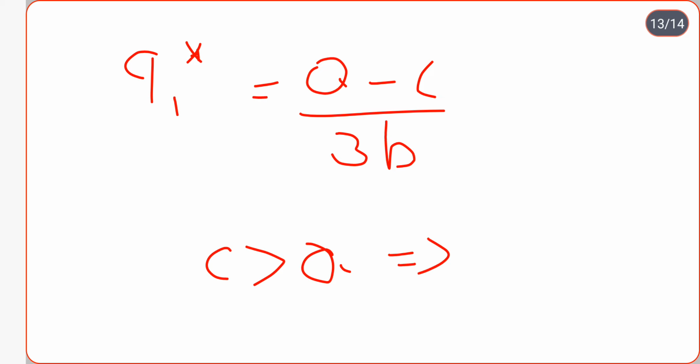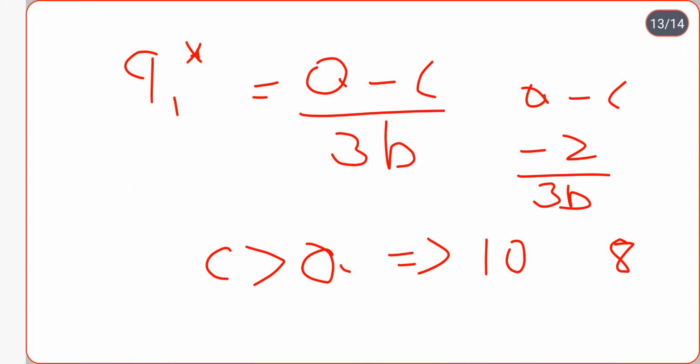Suppose c is 10 and a is 8, so a minus c will be minus 2, so it will be minus 2 by 3b. So q1 will be negative, the quantity will be negative, q1 star and q2 star will be negative. So c greater than a should not hold. The first necessary condition is that a should be greater than c. That is the first necessary condition that we require.